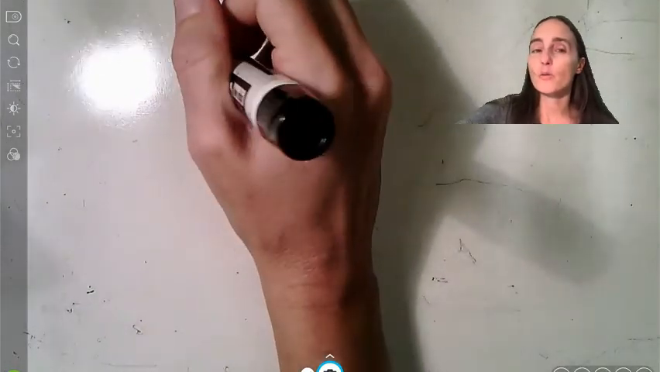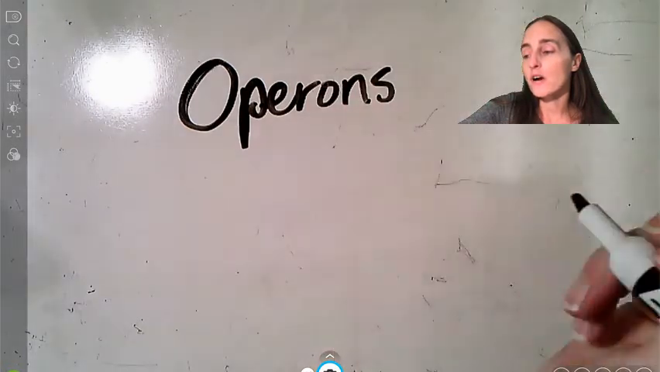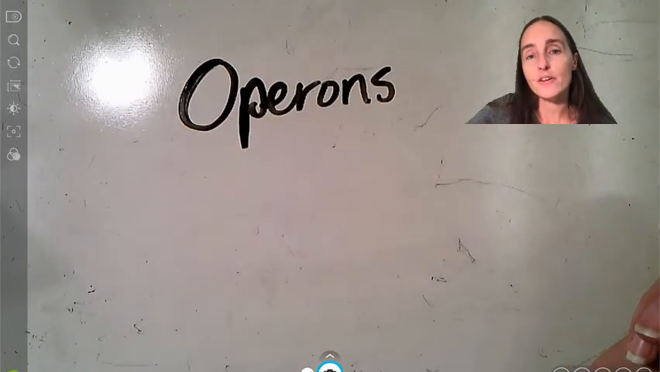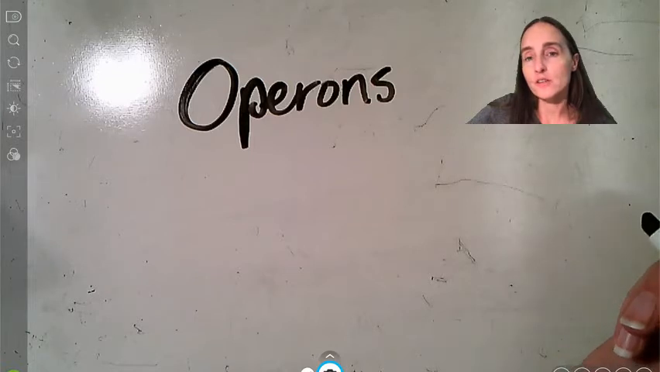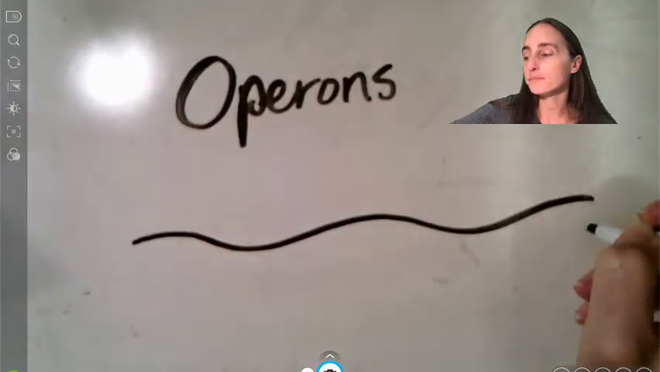So we're going to deal with something called operons. And operons are typically found in bacteria and things like that. We have a few operons, the more advanced organisms do, but typically this is what we think of as a bacteria way of regulating genes.